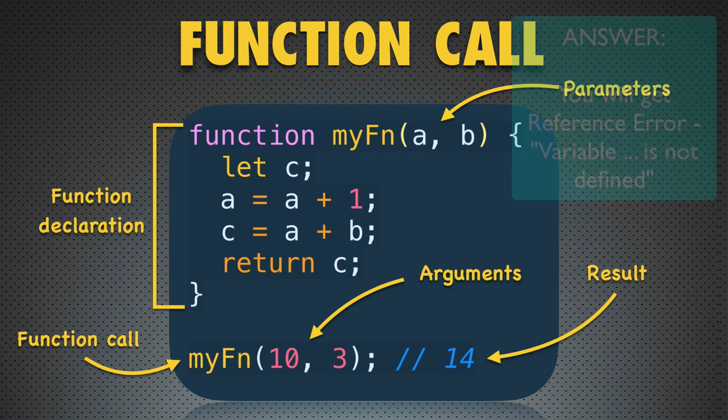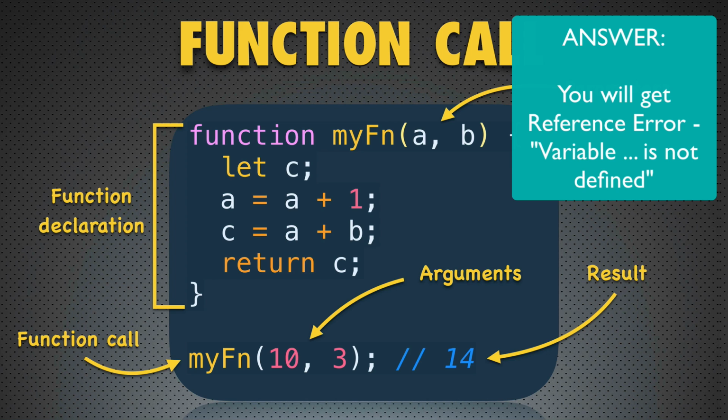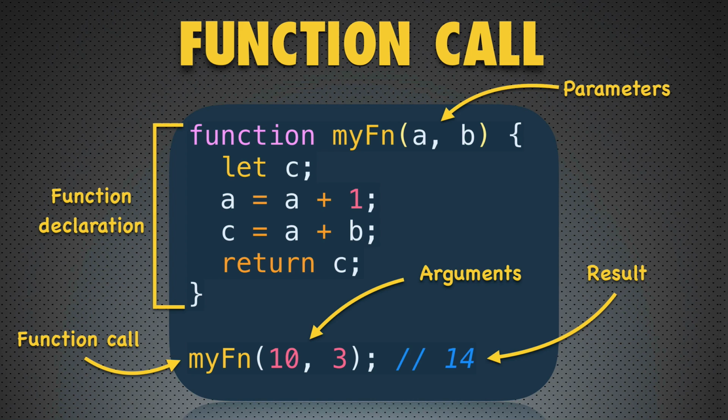Answer is following. If you will try to log to the console a, b or c outside of the myFn function, in all those cases you will get reference error, variable is not defined. How do you think why is that? That's because variables a, b and c are limited only to myFn function, and they are not available outside of it. This is called scope, and variables a, b and c are limited to the function scope. No worries, we will talk about scopes later on.